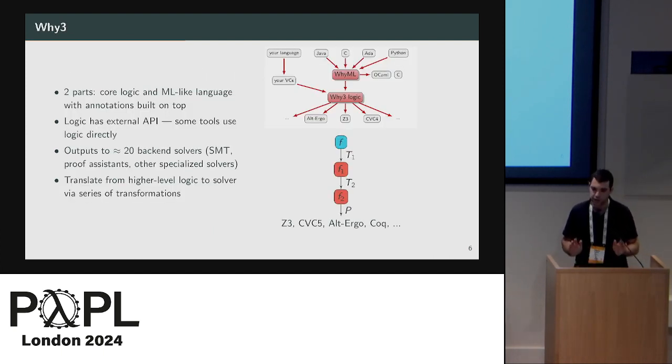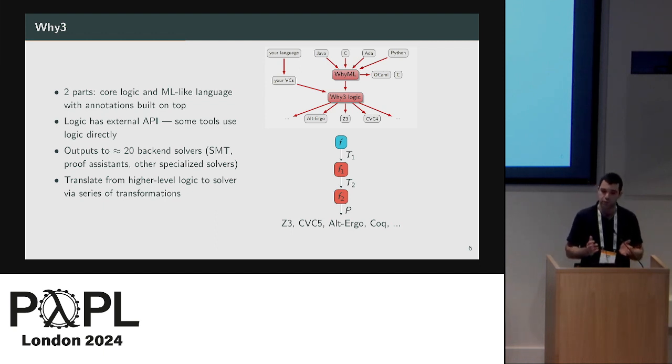So what is Why3? I'm going to give just a brief amount of background here. It has two parts. It has a core logic, which is what we're concerned about, and I'll give more details about that in a minute, as well as an ML-like language built on top with annotations. And some tools that compile to Why3 will directly create terms and formulas in this core logic. Other tools will construct these WhyML programs. Why3 outputs to and supports about 20 different solvers in the back end, including SMT solvers, proof assistants for more difficult goals, as well as specialized solvers for, say, numerical goals.